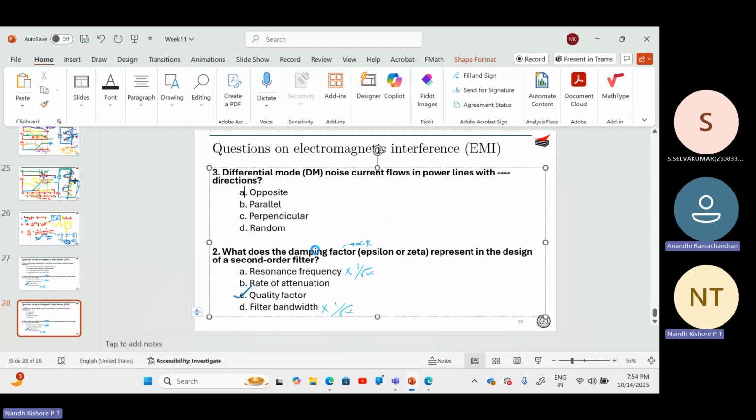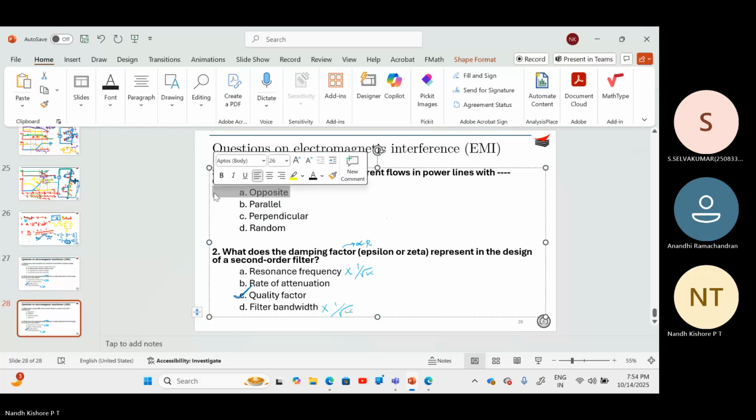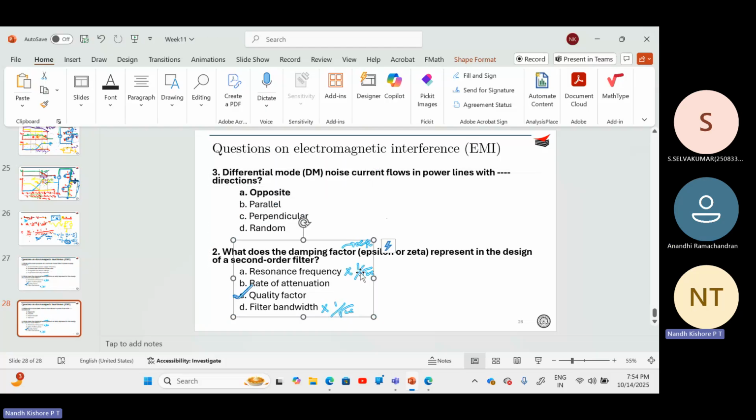Option A. Yeah. So differential mode noise is always opposite, right? And that is something you want. Whatever is the forward current, it should be kind of the return current. Okay. So the option is A, opposite.